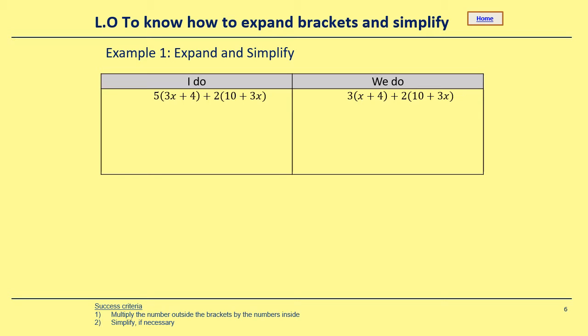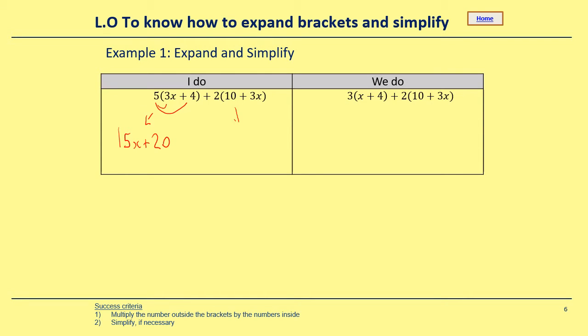So let's start with this first one, the I do. We've got 5 bracket 3x plus 4 plus 2 bracket 10 plus 3x. And we're going to expand both brackets and then collect like terms to simplify. So if I expand this first bracket, I do 5 times 3x, 5 times 4, which gives me 15x plus 20. That's my first bracket done.